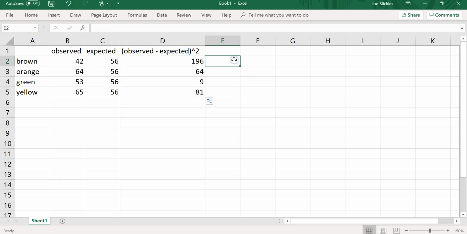And then in the next column, we'll just do the division. So we'll do observed minus expected squared and divided by expected. So that's the D2 divided by the C2 here. Okay for me to enter. And copy it down.